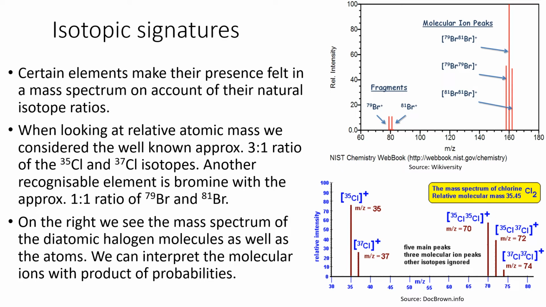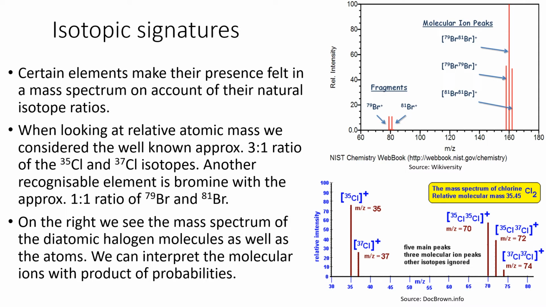And slightly more complicated in the chlorine case. So in the diatomic chlorine molecule, again using probabilities, with a 3-to-1 ratio, that means there's a 3/4 chance it'll be 35, 1/4 chance it'll be 37. So with the lightest chlorine molecule, 35-35, the probability of seeing that would be 3/4 times 3/4, which is 9/16.